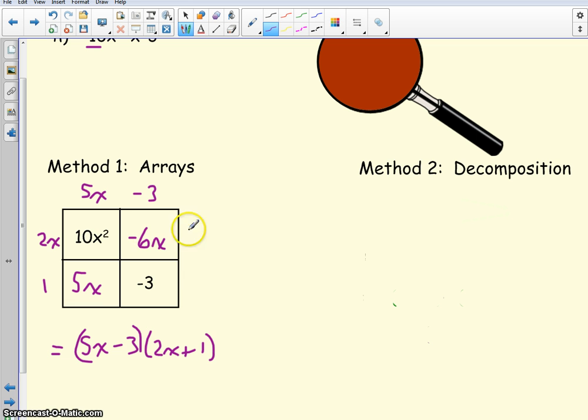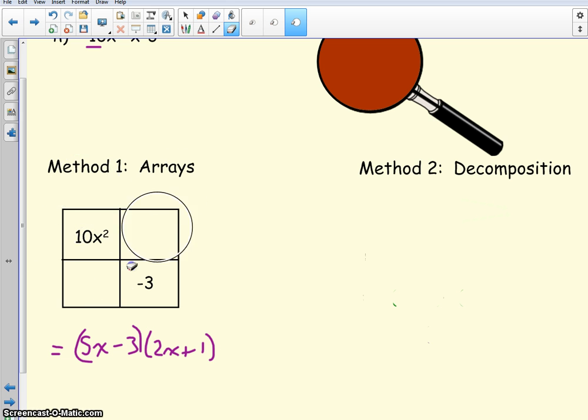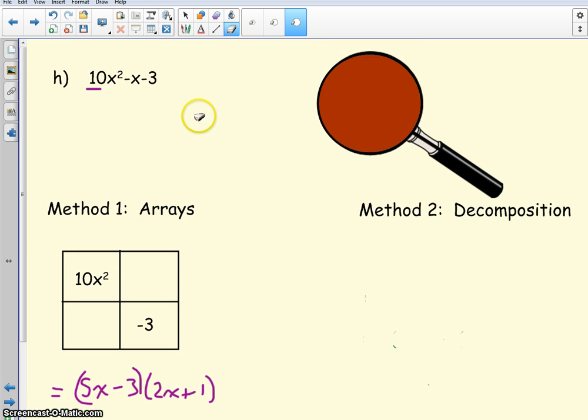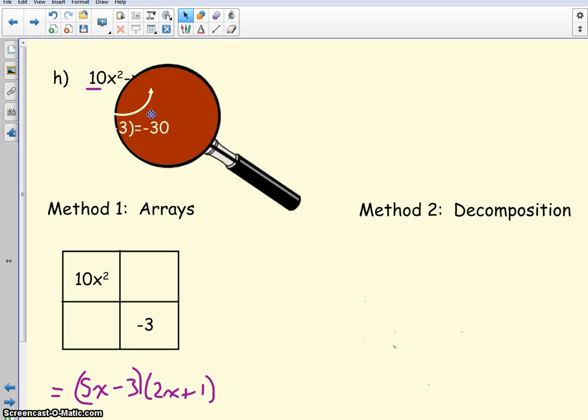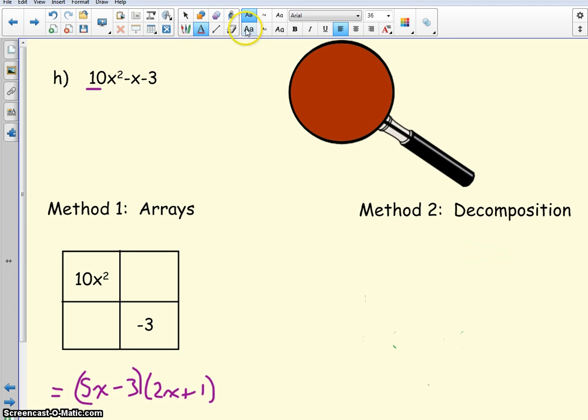Now, for those of you who don't like that trial and error approach, let's say you wanted to try this one from scratch. Let's say we didn't know what the final answer was. If you're good at finding pairs of numbers that multiply to one thing and add to the other, like we do with simple trinomials, you can take that approach here. Except the difference is you need to find two numbers that multiply, instead of just multiplying to c, negative 3, we need things that multiply to a times c. So in this case, they have to multiply to 10 times negative 3, which is negative 30. So you need to find two numbers that multiply to negative 30 and add to negative 1.